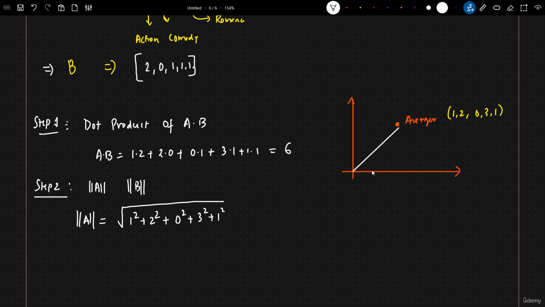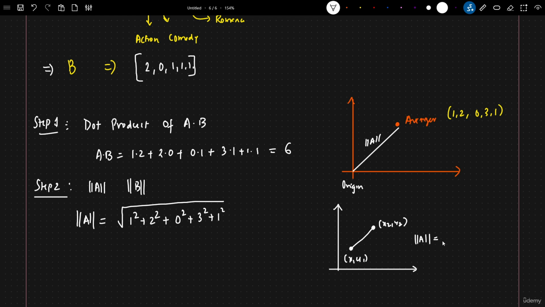The Euclidean norm basically means finding the distance of this particular vector, which gives me the magnitude. In order to find it, I need the distance from the origin to this point. According to Euclidean distance, if I have 2 points, let's say this point is x1, y1 and this point is x2, y2, we use a formula to calculate the distance between them.